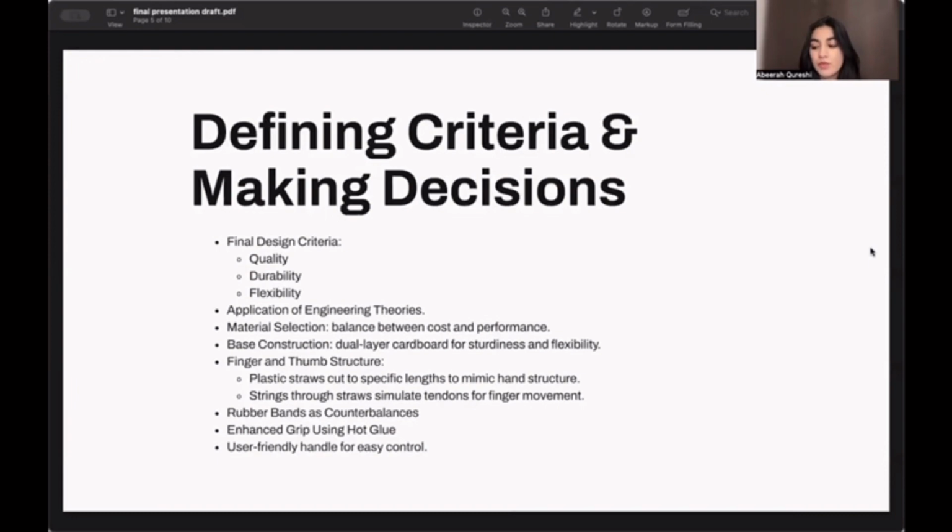So in the final design, we used somewhat thin cardboard layers. There were 2 layers. They were somewhat thin, but they did provide sturdiness and allowed us to stay flexible so that the mechanical hand could perform the tasks that it was supposed to perform. The straws were cut in specific sizes and placed on the inner side of the hand, and the string was passed through it so that it could work as tendons, and this allowed us to control the movement of the fingers.